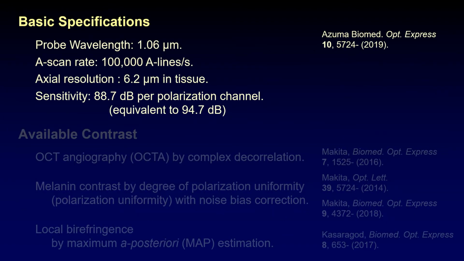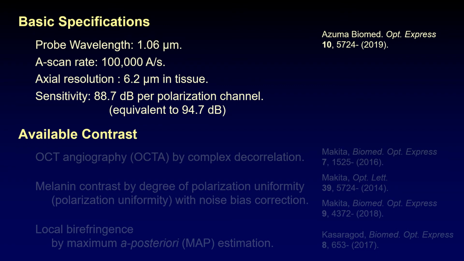Before showing example cases, I would like to summarize the basic specifications of the device and its available contrast. The probe wavelength of the system is 1.06 microns, and the A-scan rate is 100,000 A-lines per second. The axial resolution is 6.2 microns in tissue. These specs are equivalent to commercially available 1-micron swept-source OCT. The sensitivity is 88.7 dB per polarization channel, but by using coherent composition, it becomes equivalent to 94.7 dB.